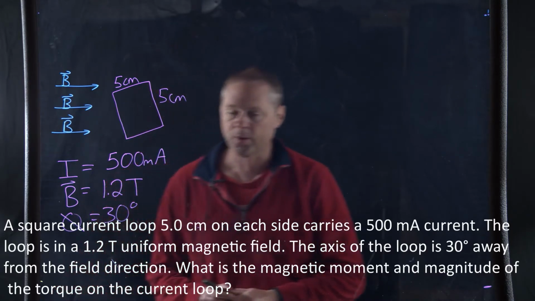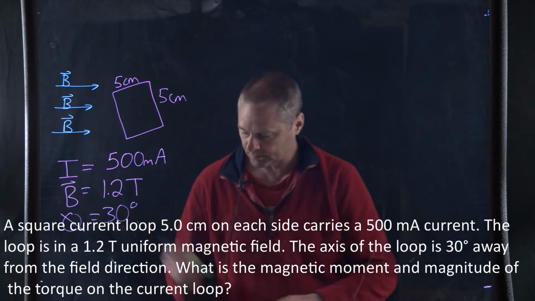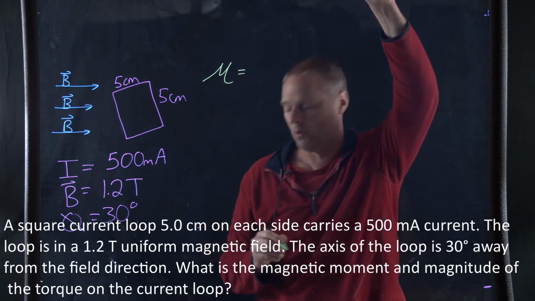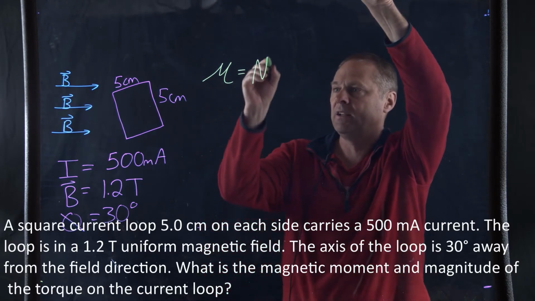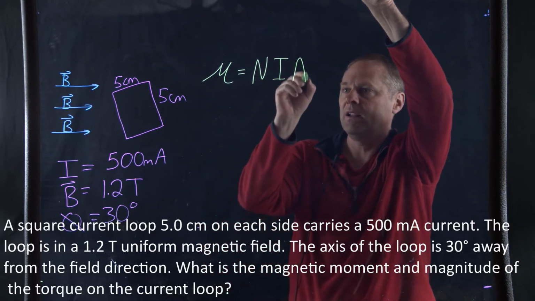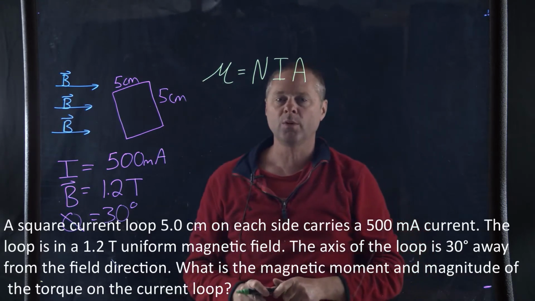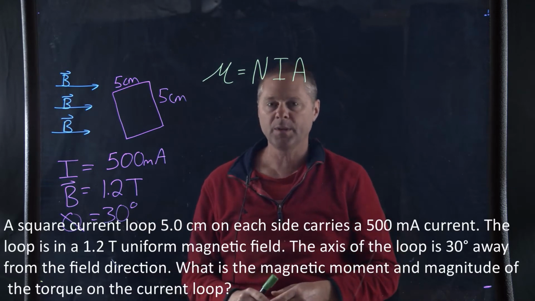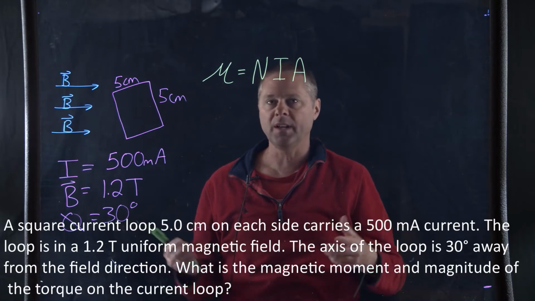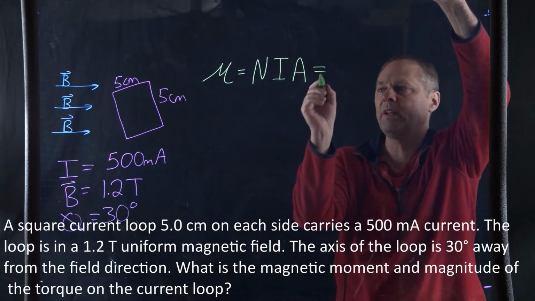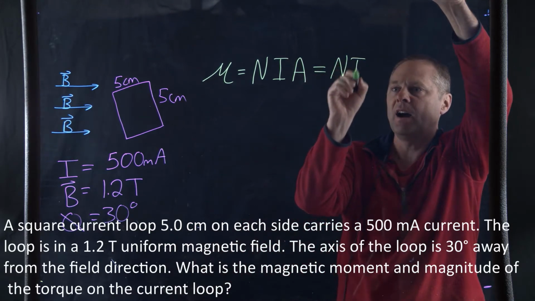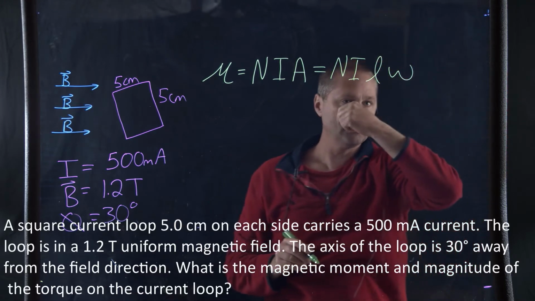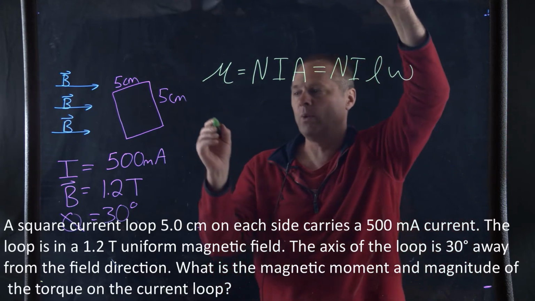So we're going to be looking for the magnetic moment. The symbol for magnetic moment is mu, and it's going to be N-I-A, where N is the number of coils, or the number of turns. In this case, we only have one. I is going to be the current, and A is going to be the area. Now we can write this as N-I, and then length times the width, where L is going to be the length and W is going to be the width.